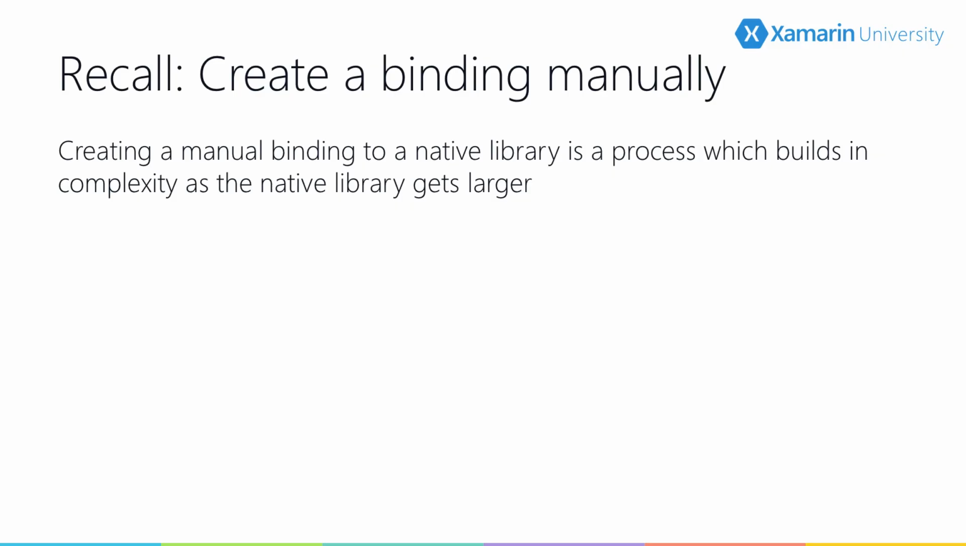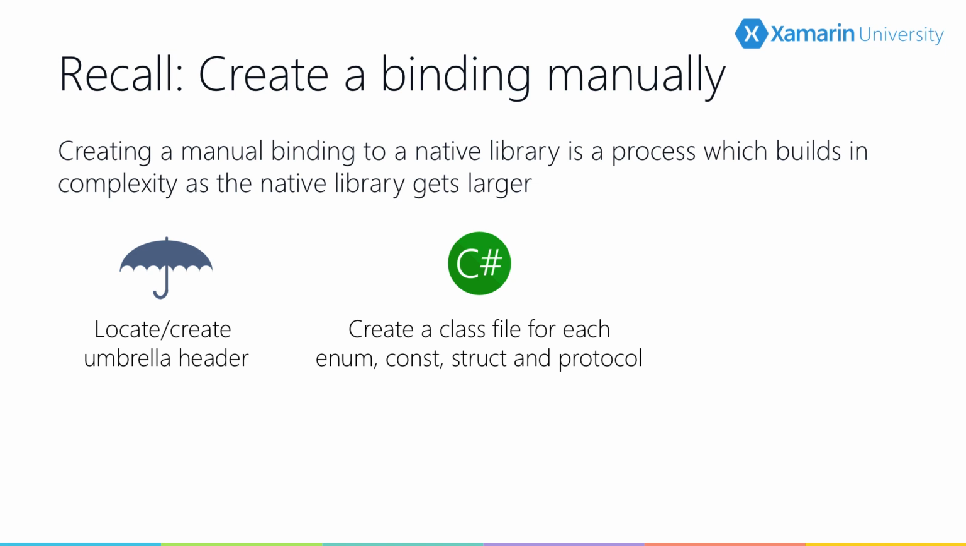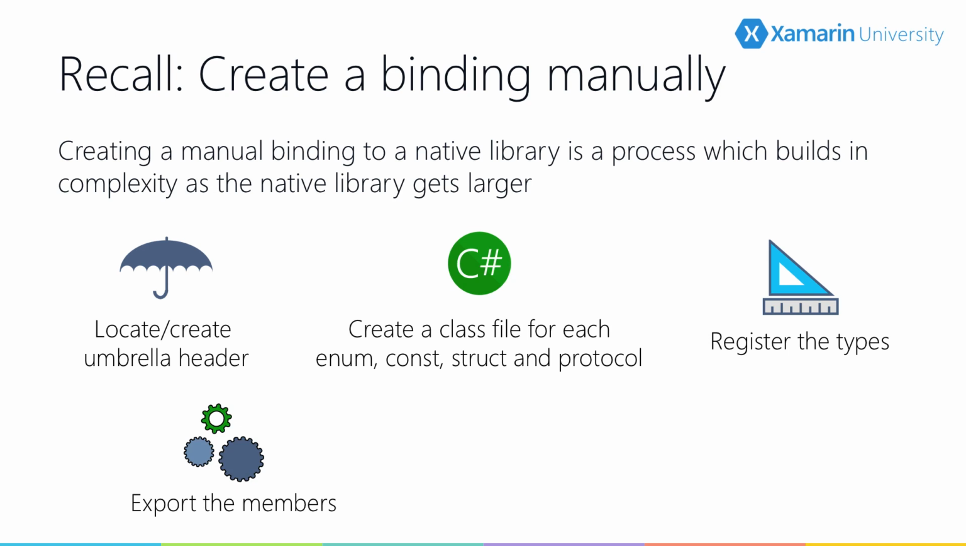Before we jump into this course's content, let's quickly recap the process of binding an Objective-C library. Your first step is to find the umbrella header file and determine which headers to bind. If no umbrella header file exists, you'll have to figure out which headers to bind manually. You will then, for each constant, enum, struct, class, and protocol in each header file, create a corresponding CS class file and manually create a corresponding C# constant, enum, struct, and class, as well as protocol implementation. Where applicable, make sure you have the correct type registration, and for each of these, export the correct constructor and required member definitions.